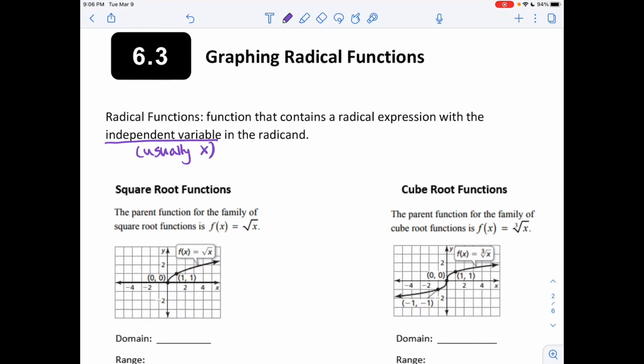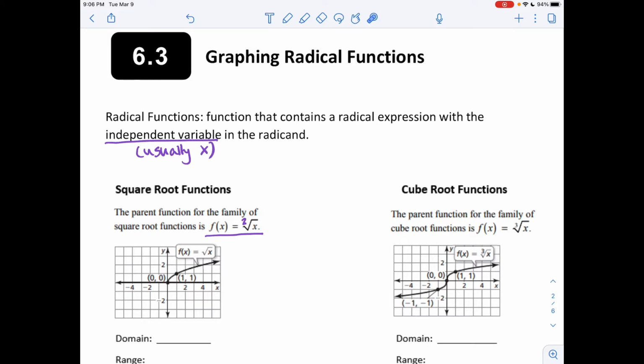So if we have a square root function, the parent function for that is f of x is equal to the square root of x. Remember that we don't normally write this 2 here, but you can if it helps you along the way. This is the graph of the square root parent function.